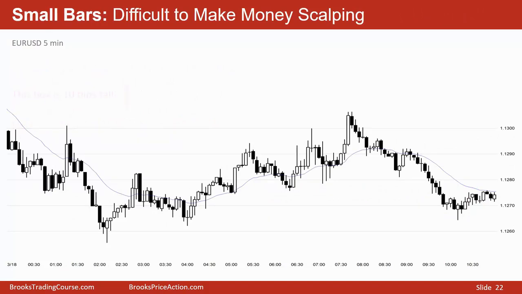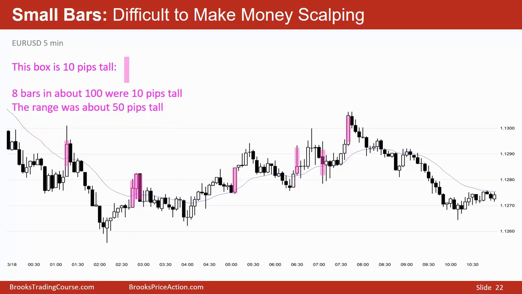All right, so let's do this again. Use this as a measuring stick. This is 10 pips tall. And look at this chart. This is different from that last chart. There are a couple things different about it. First of all, you have 8 bars on this chart where the range of the bar was 10 pips tall or greater. And the entire range from the bottom to the top is 50 pips. The other chart, it was 30 pips. This chart, you have a better chance of making money.